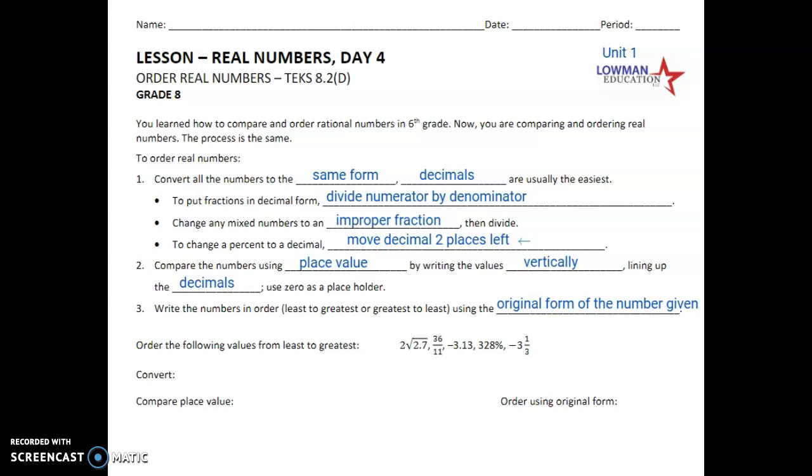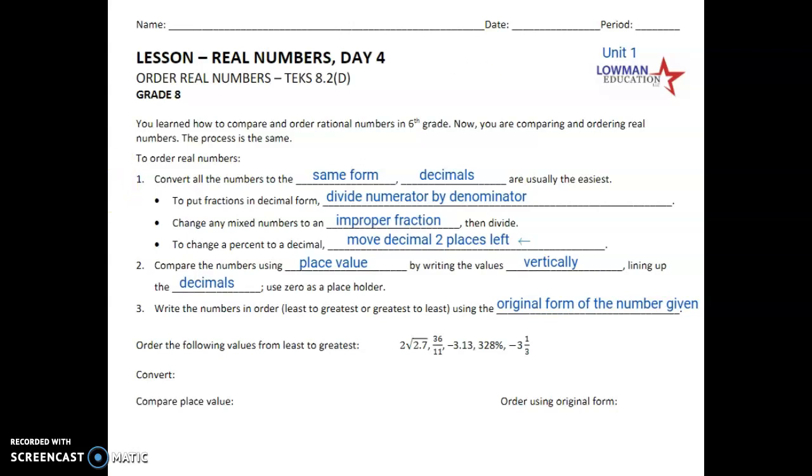In 6th grade, you learned how to compare and order rational numbers, and now you're going to compare and order real numbers. Rational numbers include your natural or counting numbers, whole numbers, integers, and rational numbers, which is fractions and decimals. Real numbers are all of those categories, but we are adding irrational numbers such as pi or non-perfect squares, those non-terminating, non-repeating decimals. So in order to order real numbers, you're going to follow these steps.